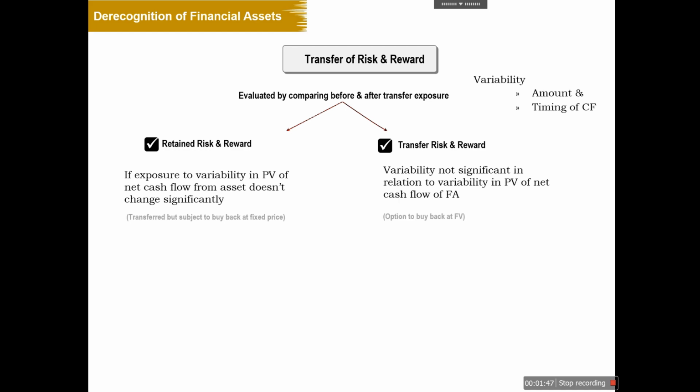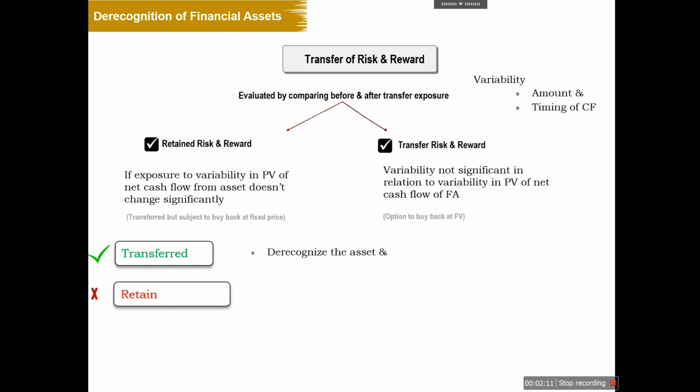For example, if an entity has transferred the financial asset and has an option to buy back at the fair value at the time of purchase. So in this case, the transferor has transferred the risk and reward to the purchaser of the financial asset. So if it is considered as a transfer, we will de-recognize the asset, and if we consider that the risk and reward has been retained by the entity, in that case we need to continue to recognize the financial asset in the books of accounts.